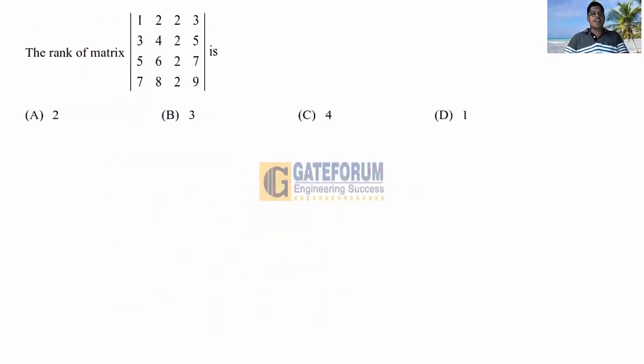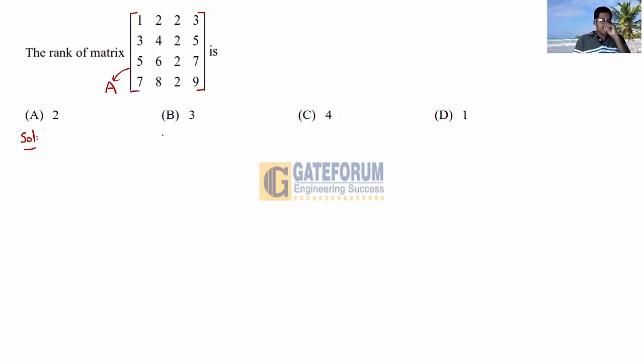The question is the rank of the 4 by 4 matrix given, 1, 2, 2, 3; 3, 4, 2, 5; 5, 6, 2, 7; 7, 8, 2, 9, with 4 options A, B, C, D given. This question is from engineering mathematics, from the topic linear algebra, subtopic basics, that is rank. The solution is: here the determinant symbol is not the matrix symbol. So this is the matrix symbol. Hope that everyone understood. Now the solution. Let us denote this matrix by A. Reduce it into row echelon form, then the number of non-zero rows is called the rank of a matrix.